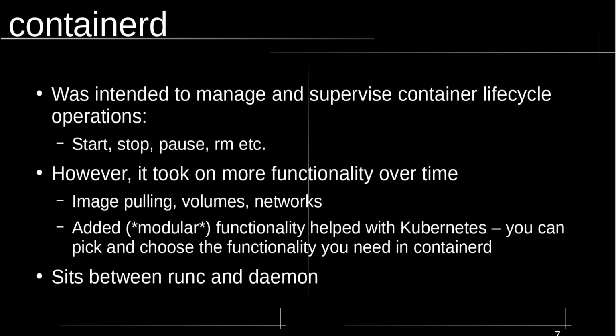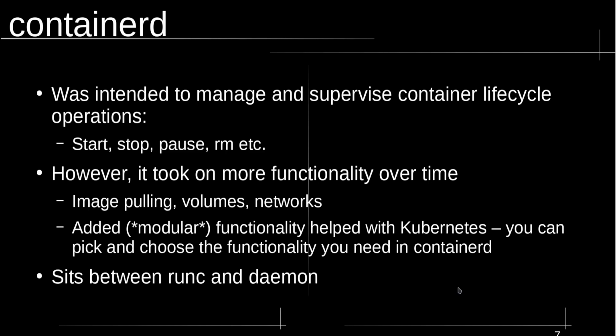Docker introduced image pulling from its repository, Docker Hub. It introduced volumes. It introduced networks so that you could network containers together. What's great about this, though, is that it's all modular functionality. This particularly helps in Kubernetes, but this modular functionality lets you choose the functionality you need in Containerd and leave out what you don't need, hence reducing the overall size of Containerd.